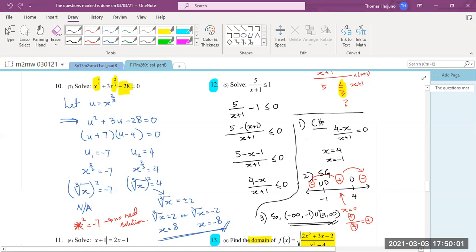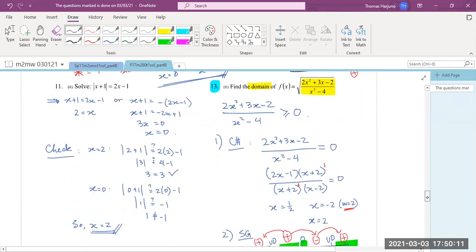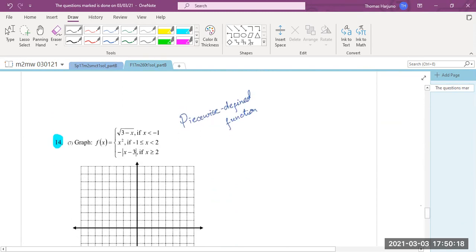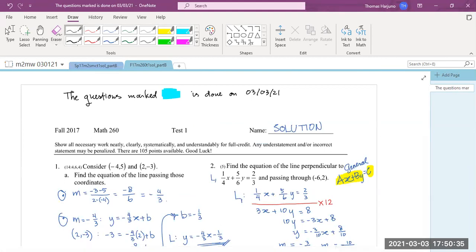That's for number 12. Now let's see more. Is there anything else we can do from here? Piecewise defined functions, we cannot do that yet, because we need to memorize those basic functions that I will present tomorrow in the other class. I want to erase this and change it into purple color. Let me give the explanation at the top. The questions marked in purple will be done in the future.